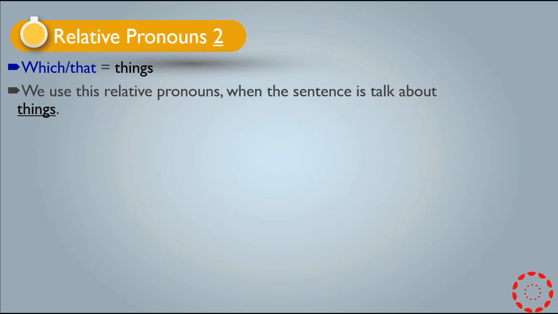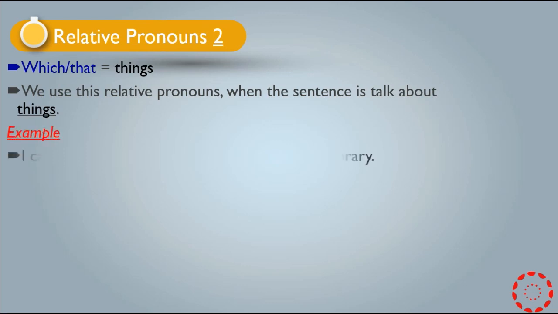In relative pronouns too, we have which or that, which is related to things. We use this relative pronoun when the sentence is talking about things, something that is lifeless. For example, a book, a copybook, a textbook, a pen, a pencil, a car, a library, or a building. For such things, we can use which.